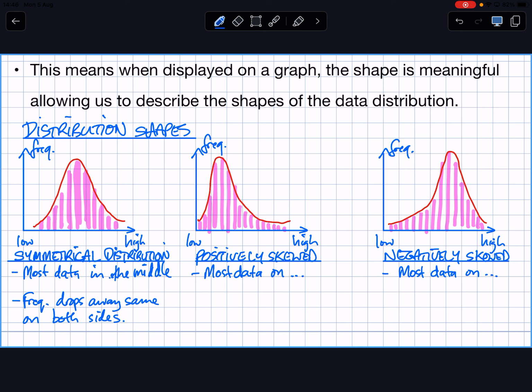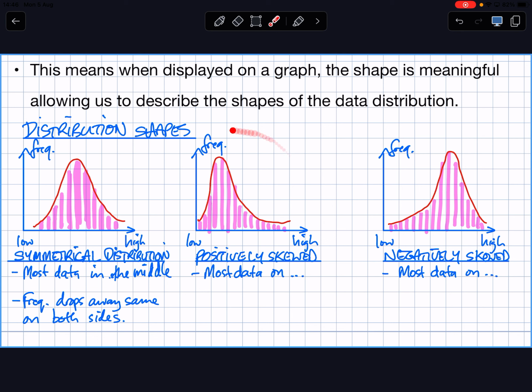As you get taller and taller, what happens to the number? Decreases. Yes? As you get shorter and shorter, what would happen to the number of people that are super short? Decreases. Good. This is found all over the place, and you can see the frequency drops away the same on both sides.